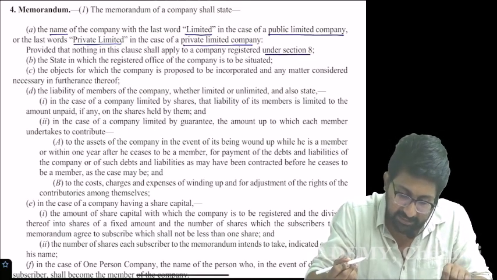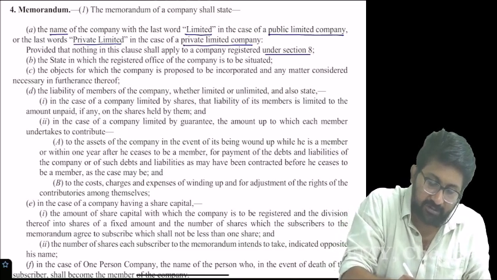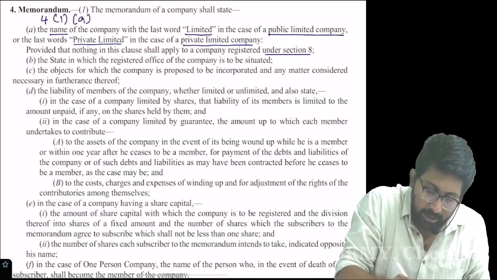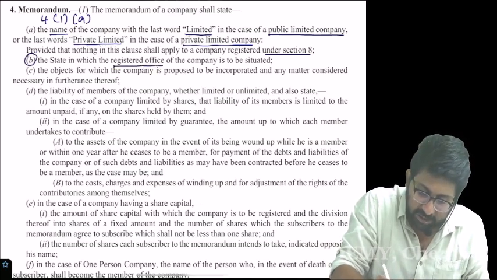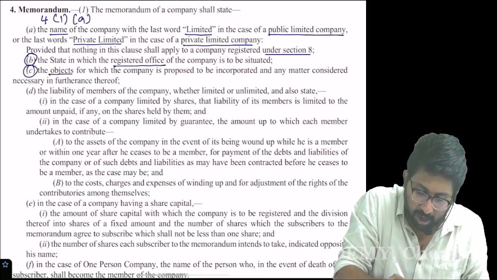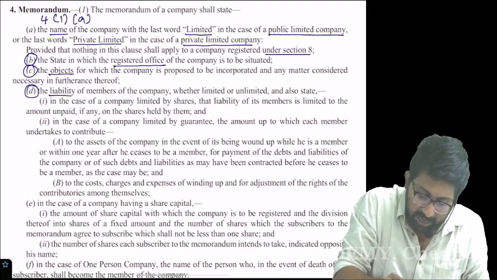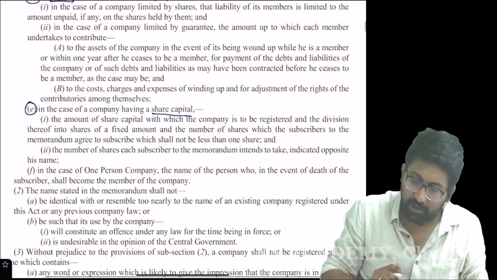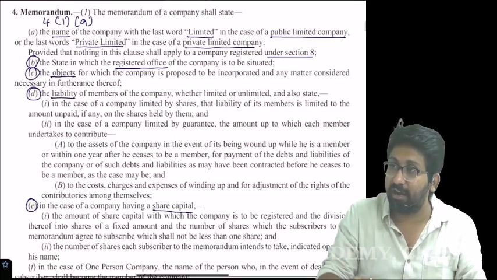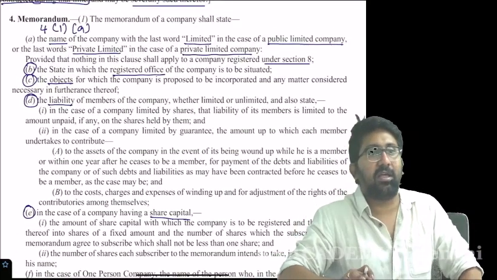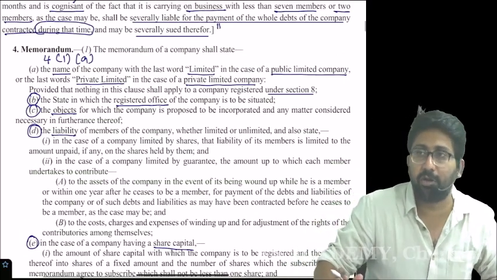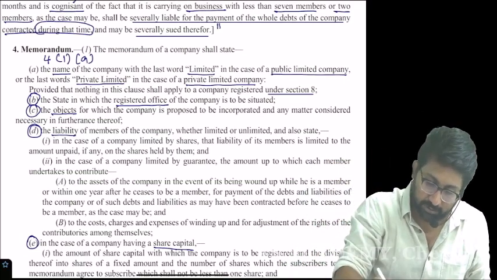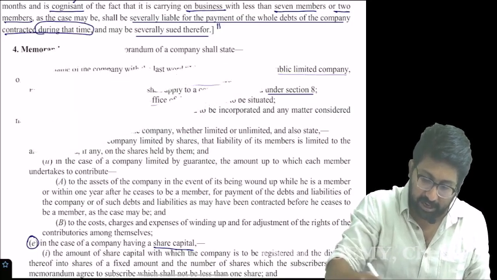Clear, everyone in the class? Which are we reading? 4(1)(a). (b) is talking about the registered office, (c) talking about objects, (d) talking about liability, (e) talking about capital. Clear, everyone in the class? We are reading the name clause, so we stick only to 4(1)(a) and the proviso. Take a minute, read the content properly first.